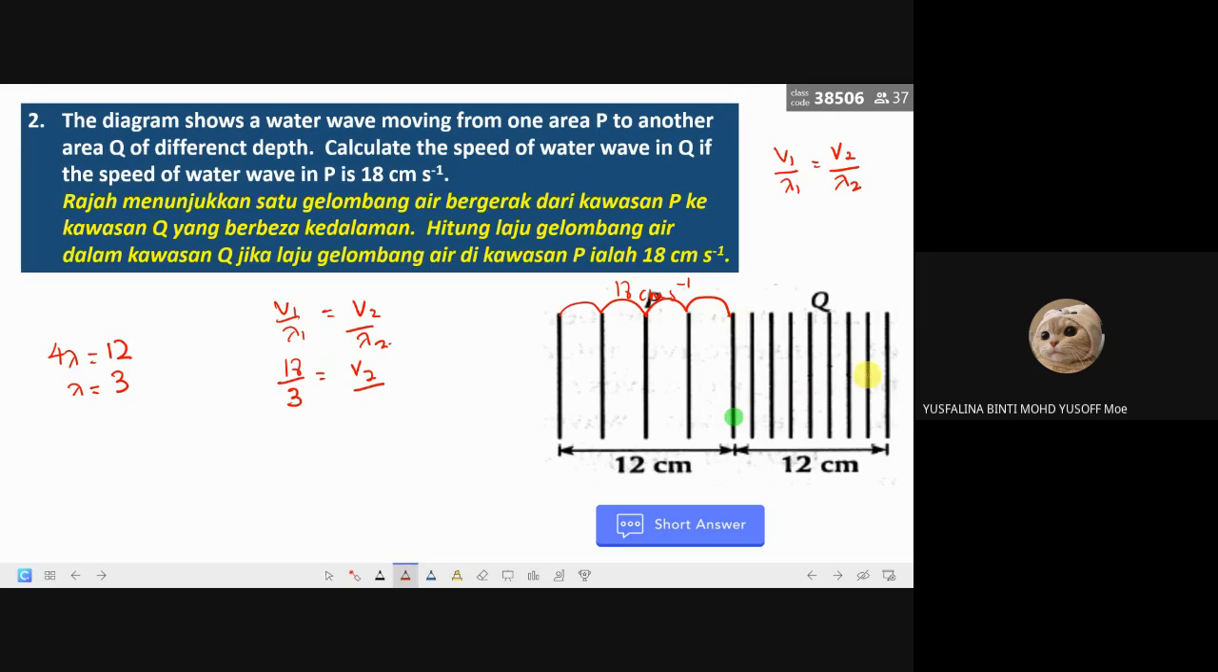How many wavelengths from here to here? 1, 2, 3, 4, 5, 6, 7, 8. So 8 lambda equals 12, lambda is 12 over 8, which gives 1.5. So each lambda is 1.5, and from here to here is 3 cm. Then you can cross multiply. 18 times 1.5 gives 27, and this side is 3 V2. So V2 is 27 divided by 3, which gives 9 cm s^-1. That's the answer.